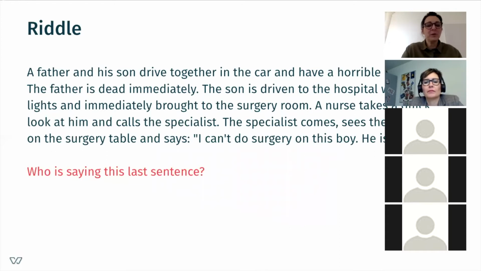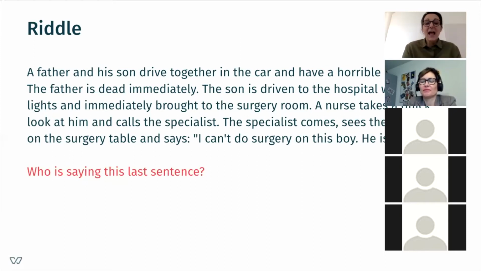Okay, who knows the answer? Who is saying this last sentence? Mother doctor. The mother doctor. Thank you very much. So has everybody gotten to that solution? Yeah. How long did it take you? Not long, as soon as I read it. Yeah. Any other experiences? A bit of thinking. Had to figure it out. Even fast.